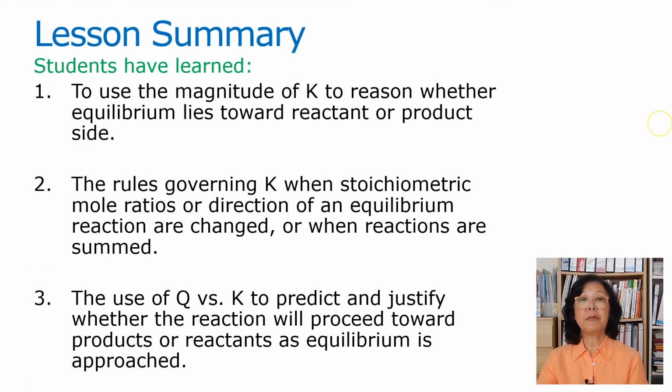To summarize what we have learned today, we learned how to use the magnitude of K to reason whether equilibrium lies toward the reactant or product side. And secondly, the rules governing K when the stoichiometric mole ratio or direction of the reaction are changed, or when reactions are added up. And finally, using Q versus K to predict and justify whether the reaction will go toward product or reactant as equilibrium is approached.